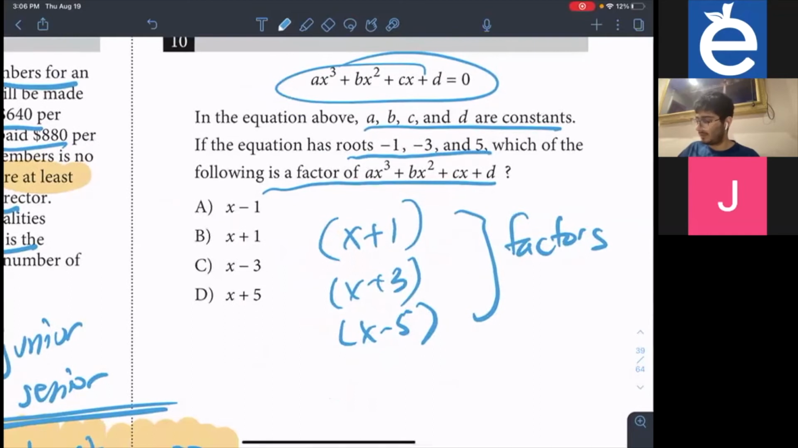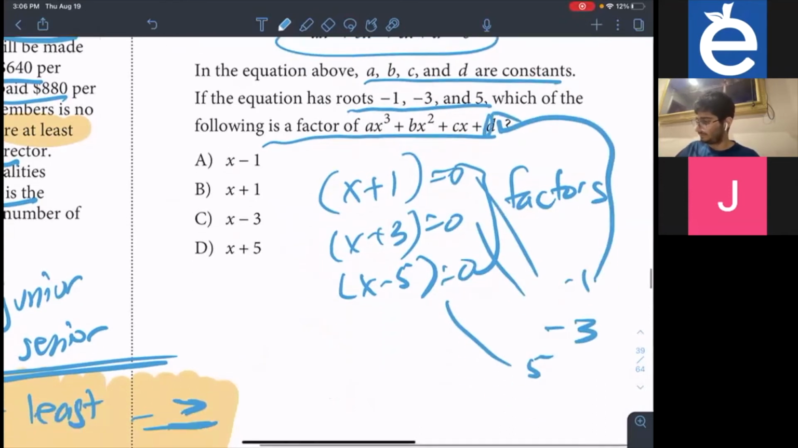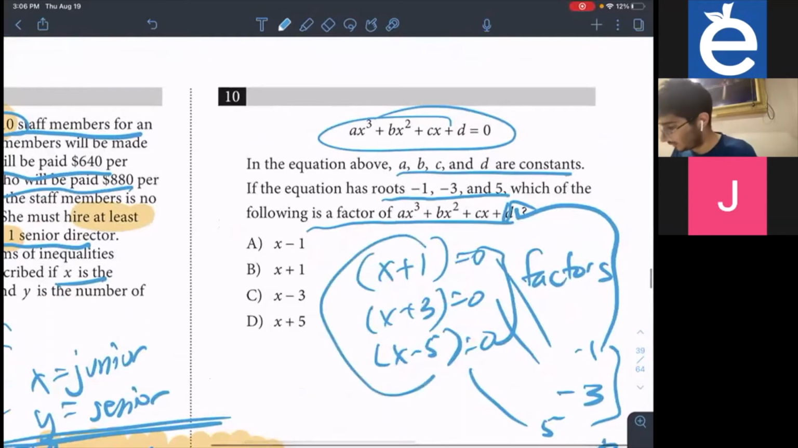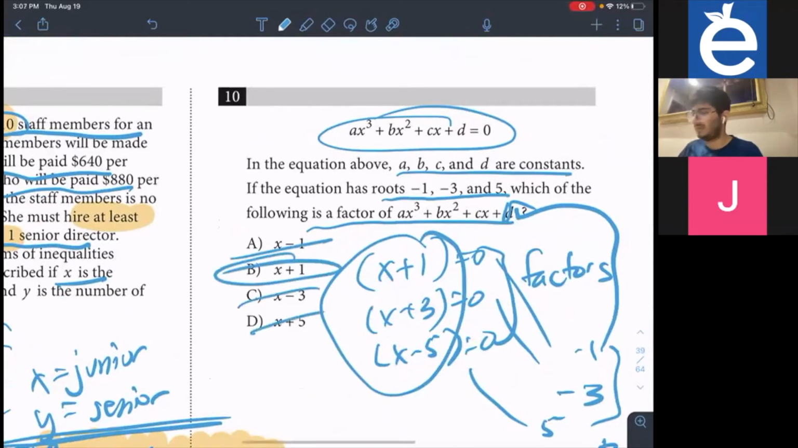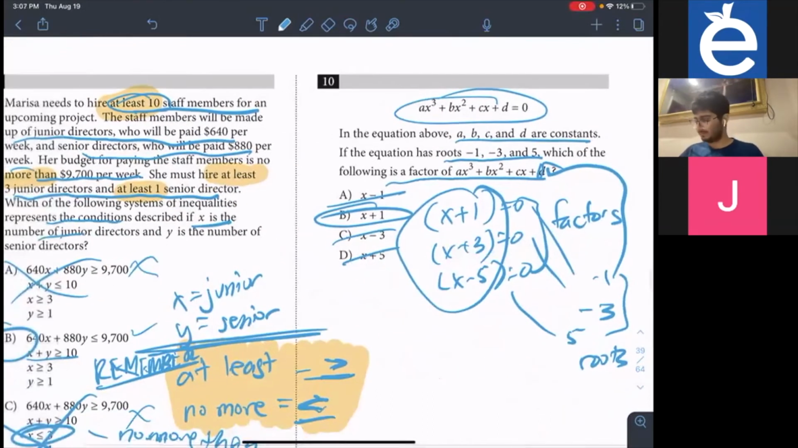Because if you set it equal to 0, you get -1, you get -3, and then you get 5, which are the roots. So basically, if they give you this, you just go with the opposite. If these are the factors, you have to see which one matches. Not this one, not this one, not this one. So choice B. Question 10 is choice B, because you just have to go with the opposite, like I said.